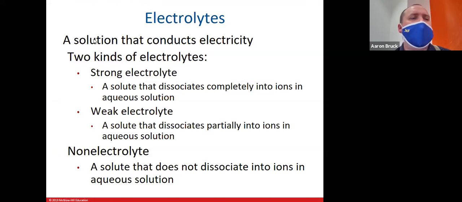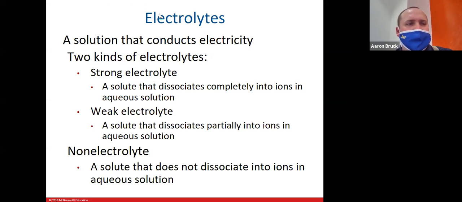All right, let's talk about another type of solution. This is called an electrolyte. Now, you got an exposure to electrolytes a couple of weeks ago in lab. You did that business with the light bulb lighting up in certain kinds of solutions, but not other kinds of solutions. Electrolytes, in general, are solutions that are capable of conducting electricity.